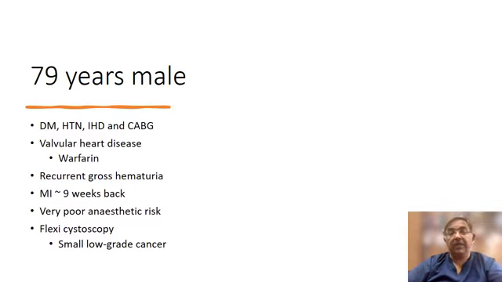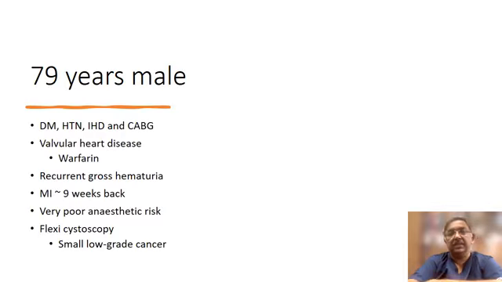Now we are seeing a lot of geriatric patients, and this is a 79-year-old male, history of diabetes, history of ischemic heart disease, status post coronary artery bypass grafting, valvular heart disease on warfarin. So a lot of medical issues. He had recurrent gross hematuria, which was initially ascribed to use of warfarin. However, in one of the episodes during hematuria, he was admitted to the hospital and developed an MI. So this was just over 2 months back.